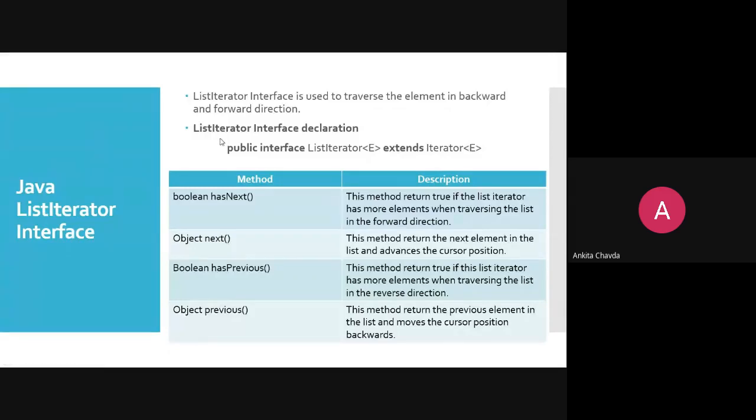The ListIterator interface is used to traverse the elements in the backward as well as the forward direction. And these four are the most important methods which you are going to use in any of the classes. The ListIterator interface declaration is: interface ListIterator extends Iterator. Iterator is a class for a pointer kind of thing, you can say, right? We have seen no algorithm, then implemented classes and iterator. Iterator is a bridge between classes and the algorithm. Do you remember that?